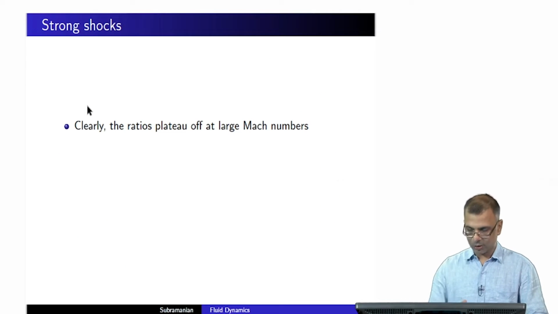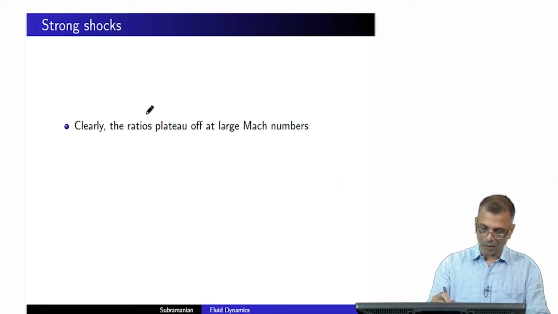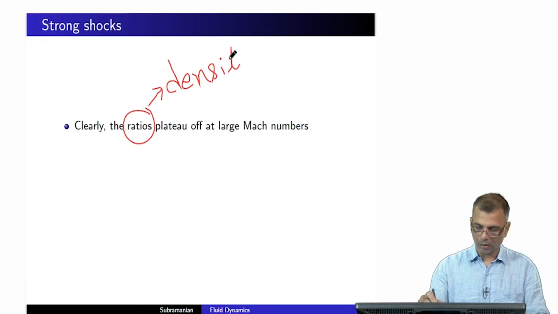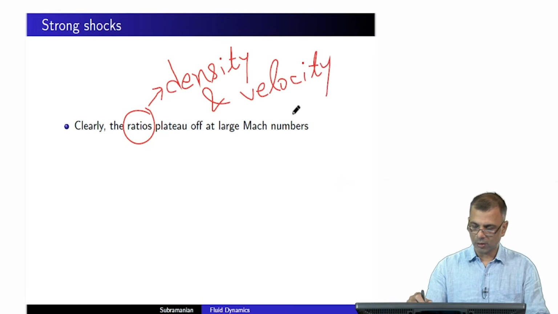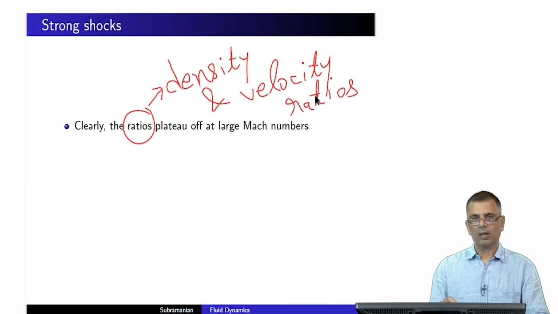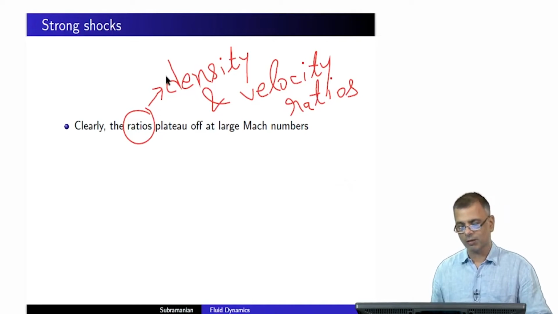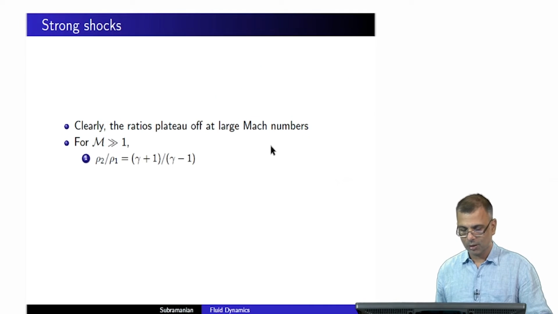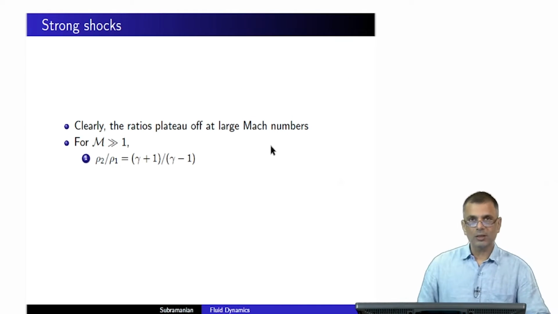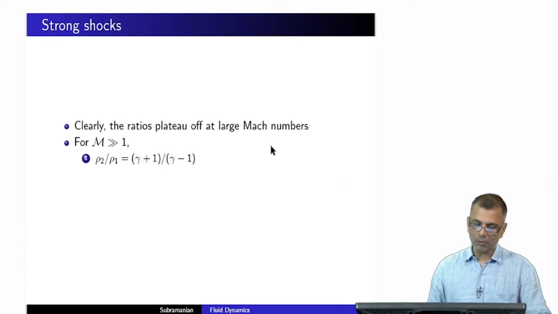Yeah, so this is what I was just saying. Clearly, it's not just the ratios, it's the density and velocity ratios. The reason I said this is because you can see that the pressure and temperature ratios and other things, they don't plateau off. It's only the density and velocity ratios that plateau off at large Mach numbers, right? And you can see this just from the expression. For Mach numbers much larger than 1, rho 2 over rho 1 is just a constant, and this is exactly this plateau.